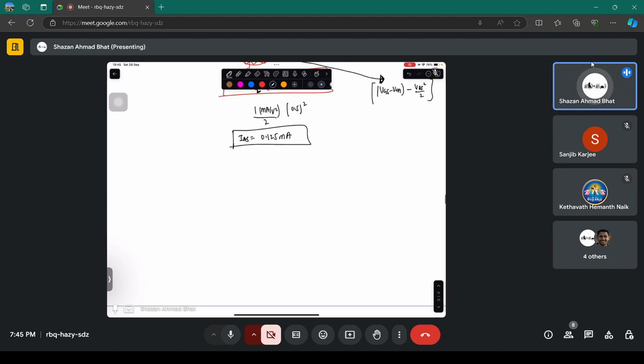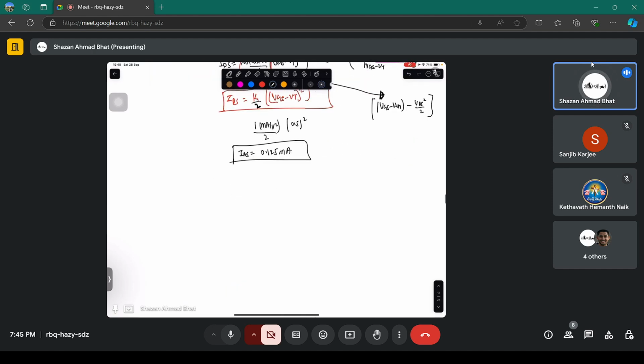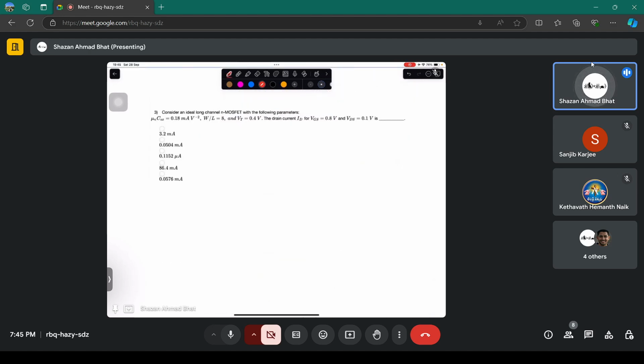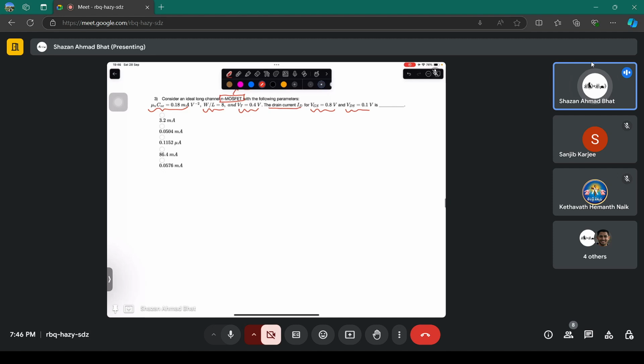Okay, so let's move on to the other question. Question number 3. Now consider an ideal long channel N MOSFET, again an NMOS, same MOSFET. You have mu and Cox given as this value, W by L given, threshold voltage given. You have to compute the drain current again for this gate to source voltage and for this drain to source voltage. So now, again check the region.